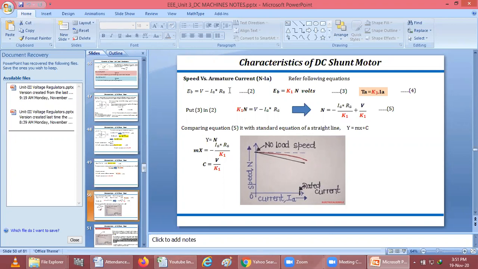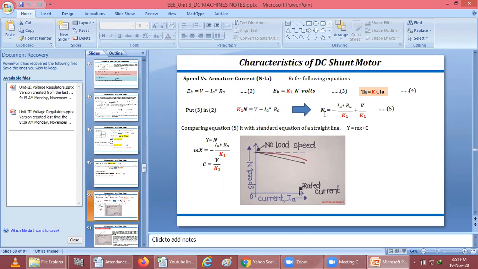So I can write the equations of back EMF in this equation. So you will get torque is directly proportional to the Ia because K is a constant term. When we put the third equation in the first equation, you will get K1 N equal to V minus Ia Ra. Now you can convert that equation in the form of speed. If you convert, you will get N equal to minus Ia Ra upon K1 plus V upon K1.